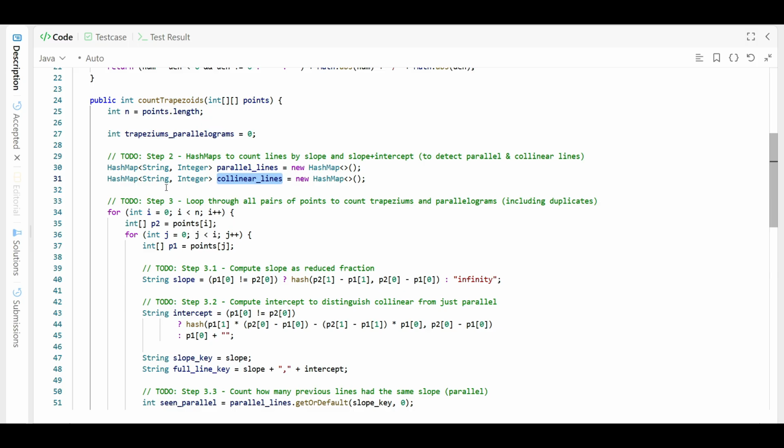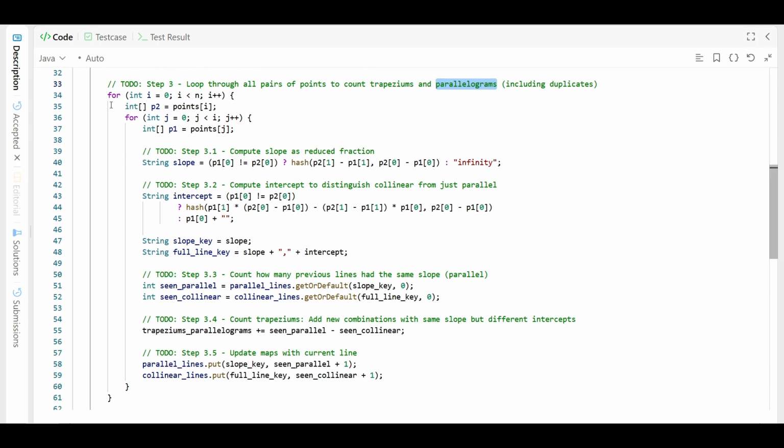So these two maps we will create so that we can count the lines by their slope and the slope plus intercept. Next step, we have to loop through all the pairs of the points to count the trapezoids and the parallelograms.